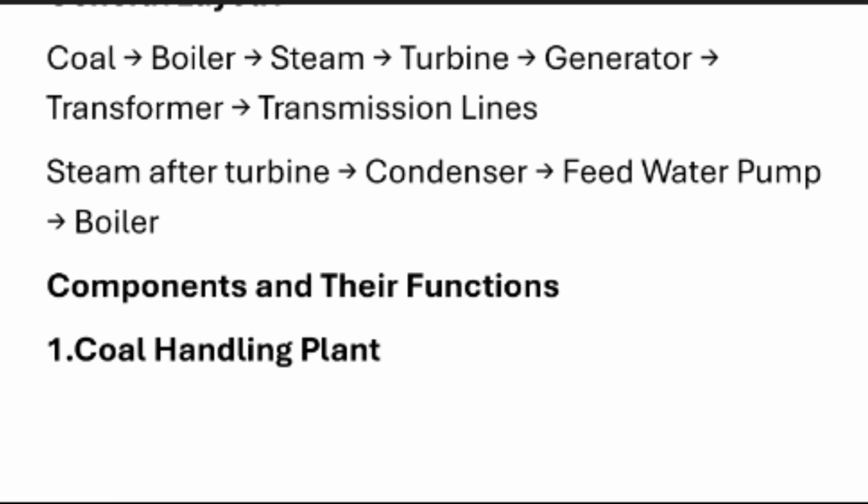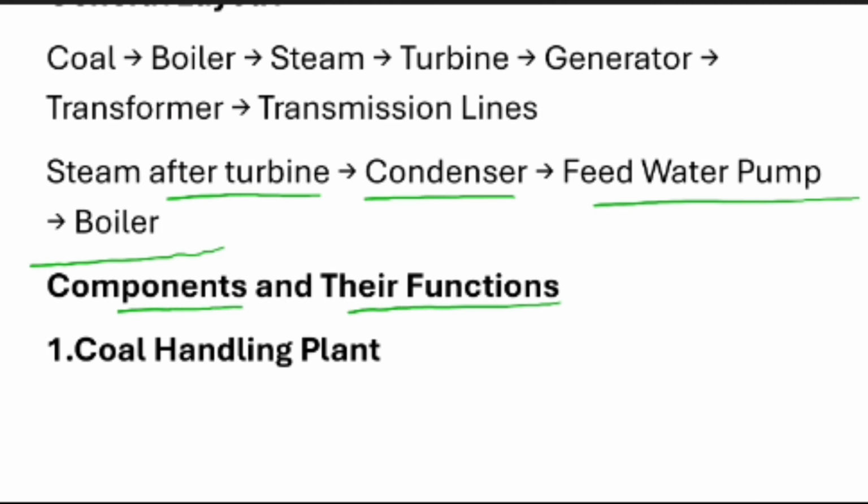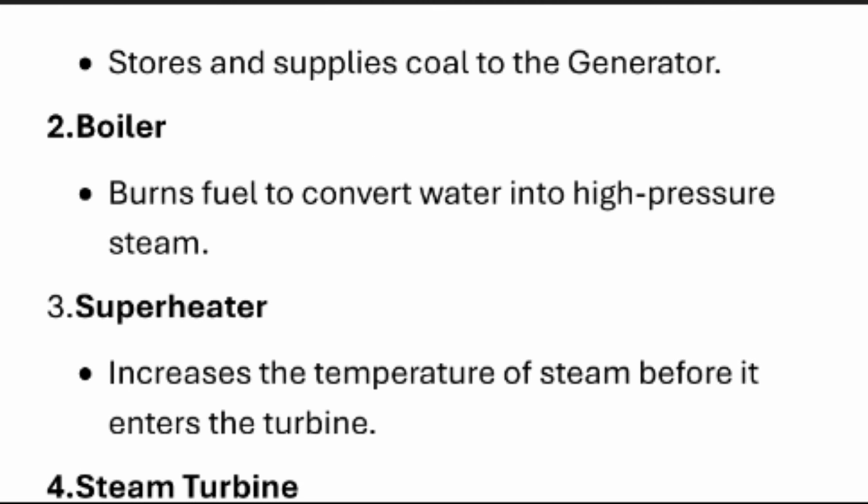Next, after the turbine, steam goes to the condenser, then the feed water pump, and finally the boiler. So coming to the components and their functions: first is the coal handling plant. This coal handling plant will store and supply coal to the boiler.